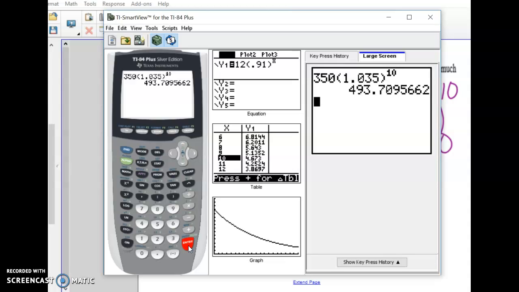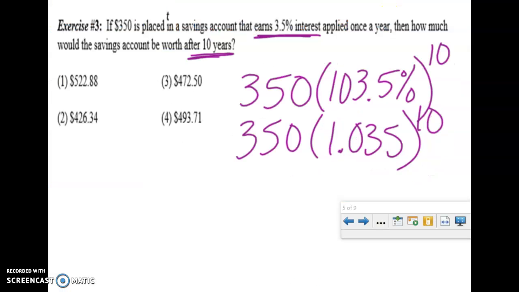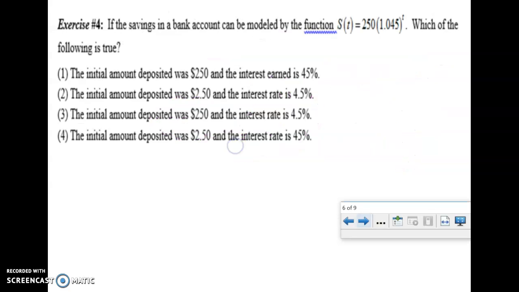So you have gained about $143 just by letting your money sit in the bank. And isn't that a cool thing about interest? You don't have to do anything other than just let it be there, and it will make money for you. All right. Next up, example number 4.